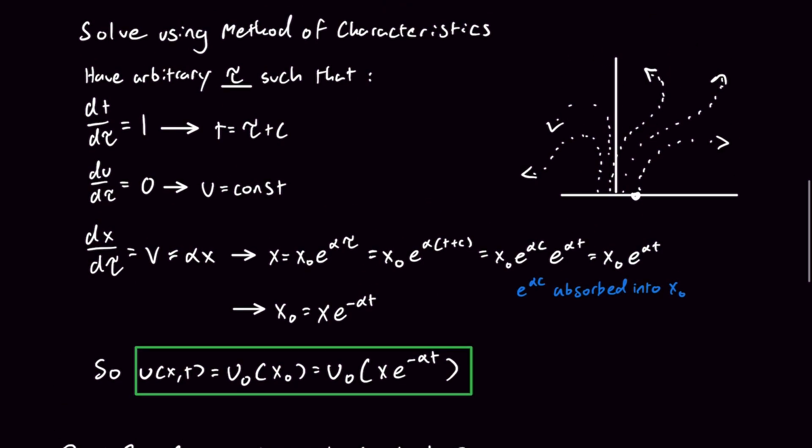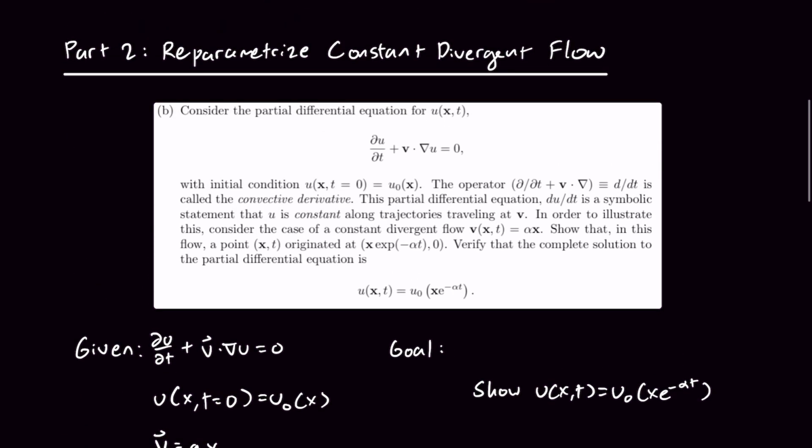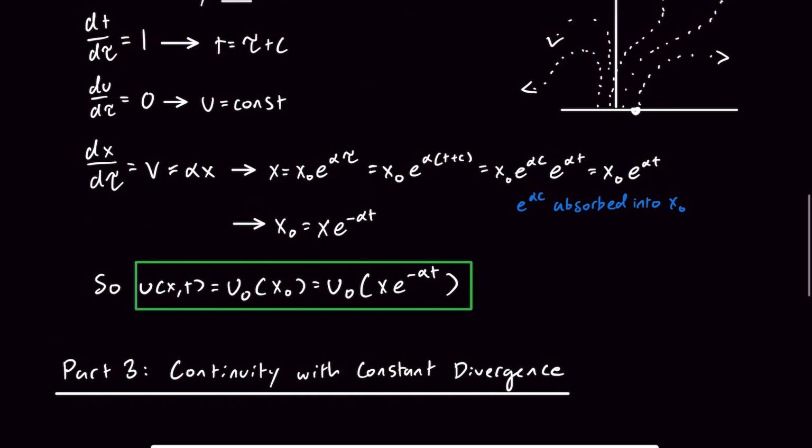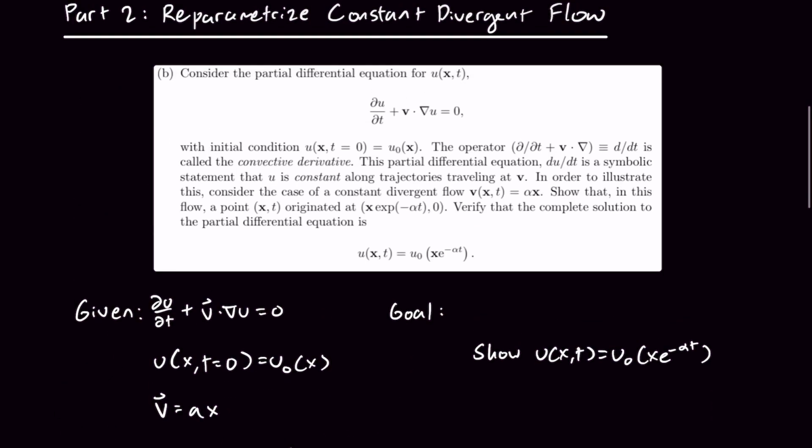So when we want to look at the u over here, it says u equals u0 of the x term. This is looking at how u changes according to u0. So at u0, t is going to be 0, but that means x0 is going to be x e to the negative alpha t. So we're going to look at u equals u0 of x0, which is going to be u0 of x e to the negative alpha t, and that's going to be the answer for the reparametrization.